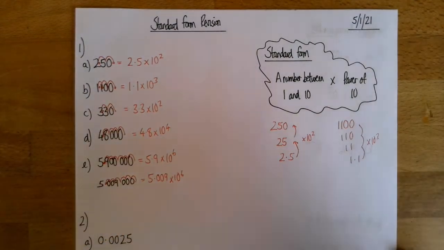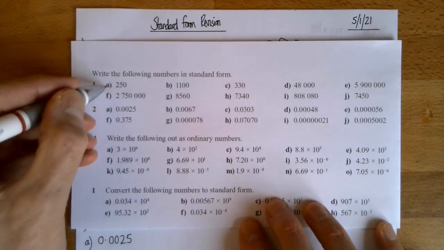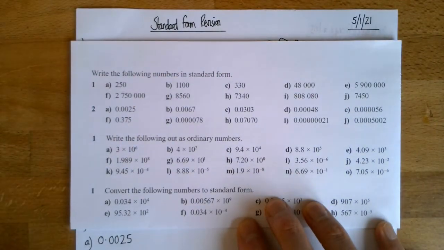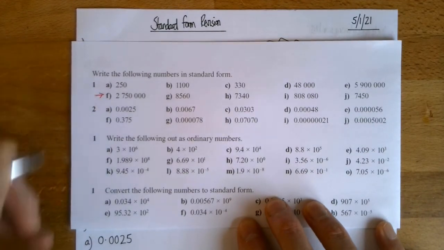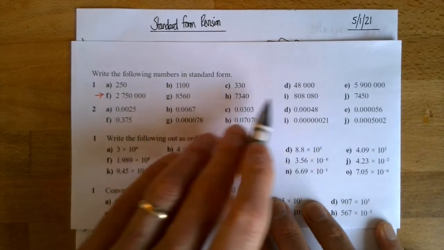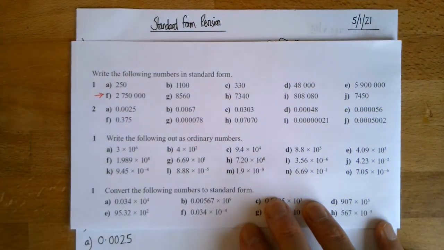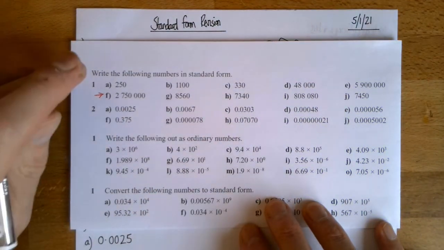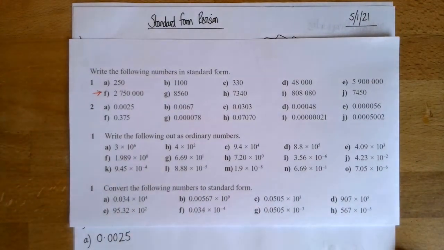Okay, so looking at the sheet I've attached, I've actually done, for the first question, A through to E. So I'd like you to pause the video at this point and have a go at F all the way through to J. So you're going to do F, G, H, I, and J. And I'm not going to show you the answers to those. I'd like you to submit your answers to those on class charts. I'll remind you of that again. But just pause the video and have a go at those at this point.